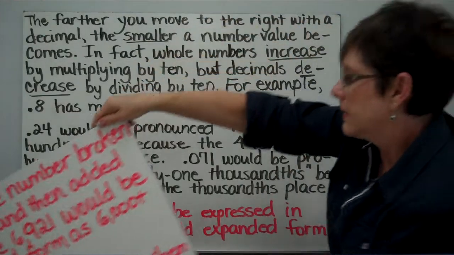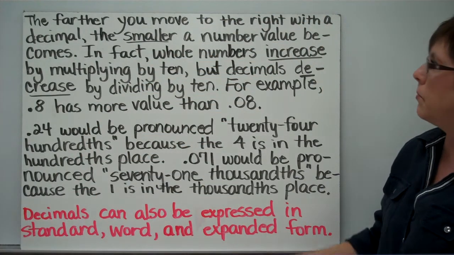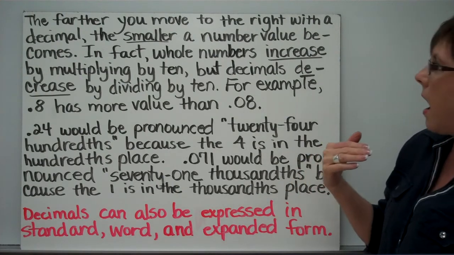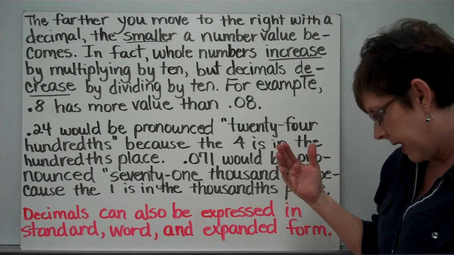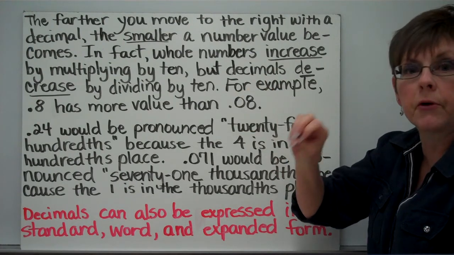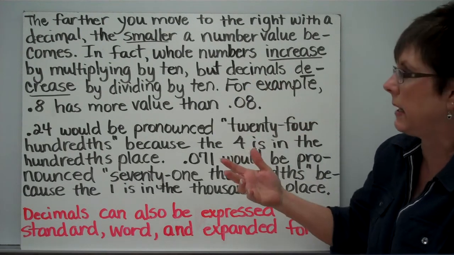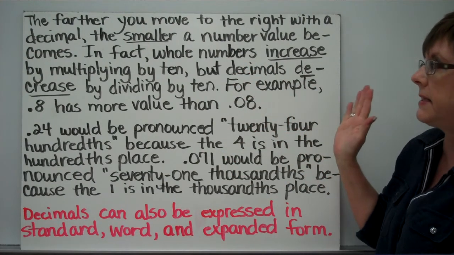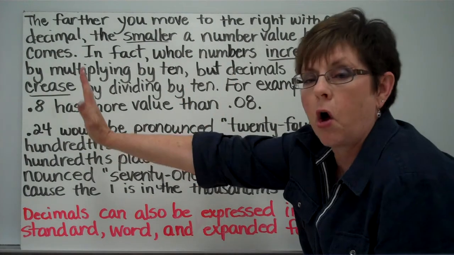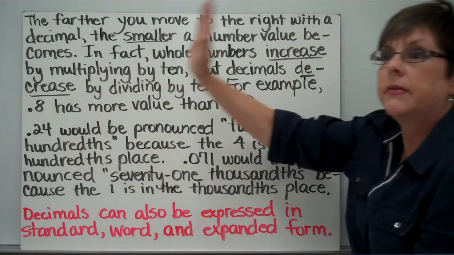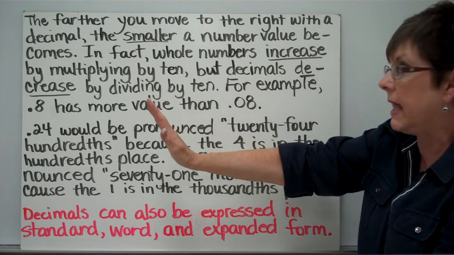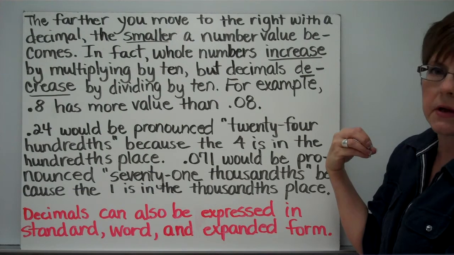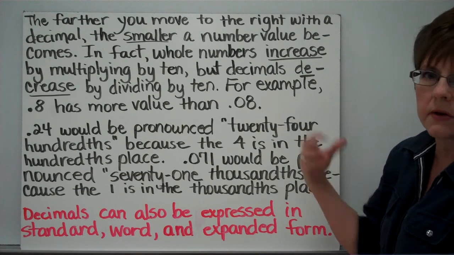Now, speaking of decimals, the farther you move to the right with the decimal, the smaller the number gets. And we were just saying that tenths, dimes, are bigger than, they have more value than pennies. Whole numbers increase by multiplying by 10. In other words, everything in a whole number, as you go to the left, the value gets bigger and bigger by tens. But decimals are the opposite. They decrease by dividing by tens as you go.